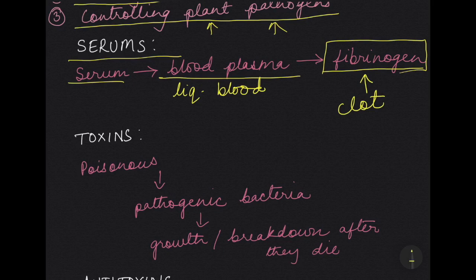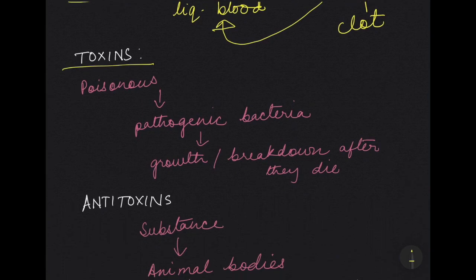Okay, so if we remove the fibrinogen, that means the blood will not clot. So what will remain behind? Only the liquid part of blood will remain behind. But the liquid part of blood will contain different types of chemical substances like antibodies, antitoxins. Okay. Now, what are toxins? Toxins are poisonous proteins, and it is released by pathogenic bacteria.